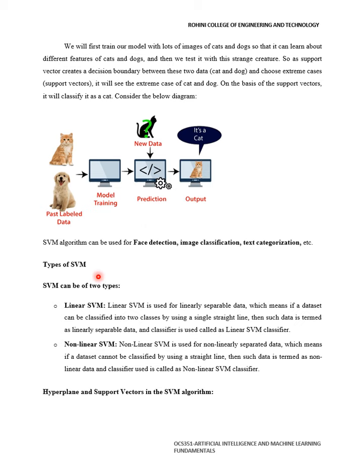The types of SVM are classified into mainly two types: linear SVM and non-linear SVM. Linear SVM is used for linearly separable data, and non-linear SVM is used for non-linearly separable data.